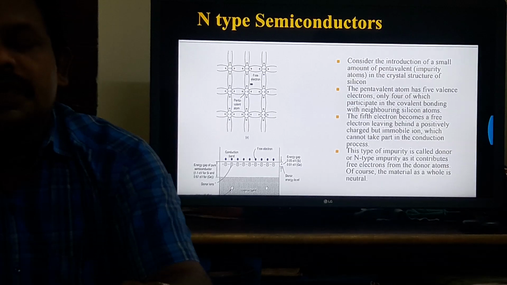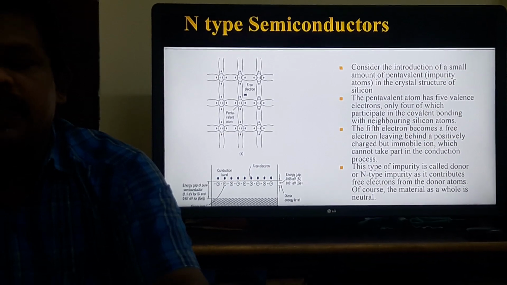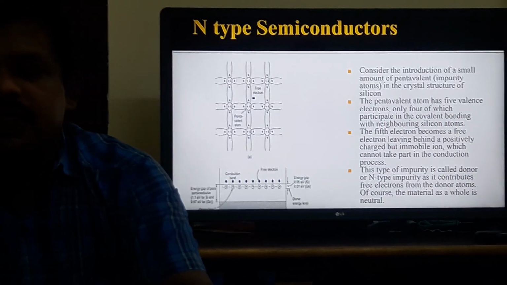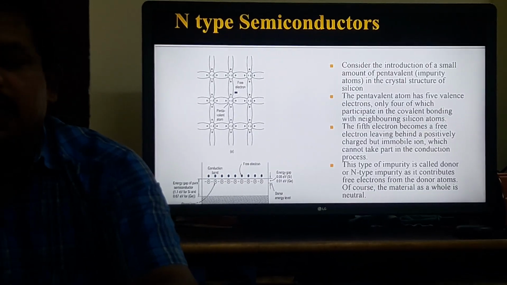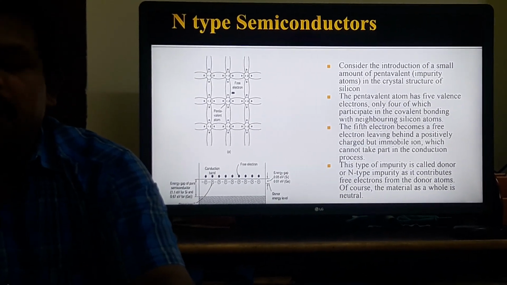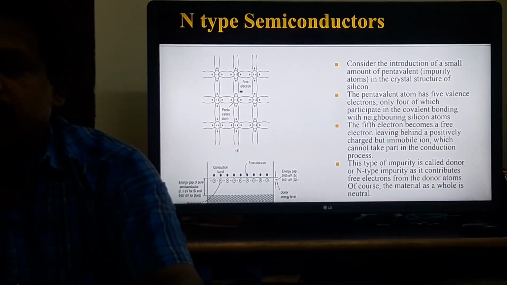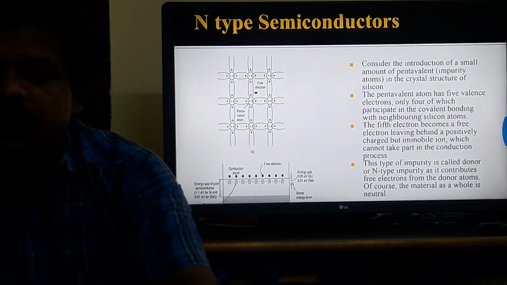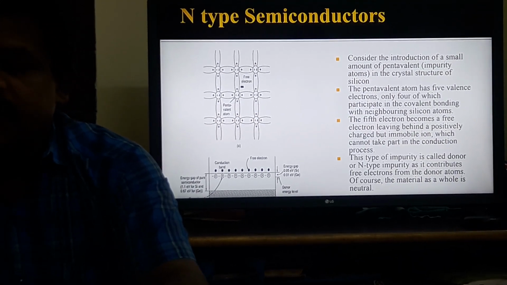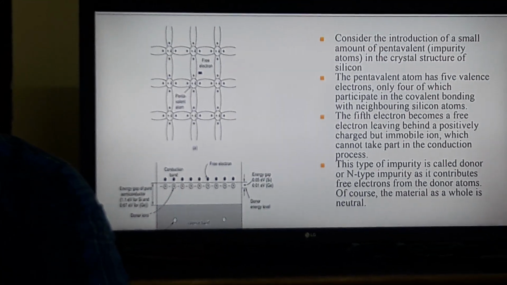Now we are going to discuss n-type semiconductors. Consider the introduction of a small amount of pentavalent impurity in the crystal structure of silicon. The pentavalent atom has 5 valence electrons, only 4 of which participate in the covalent bonding with neighboring silicon atoms. The 5th electron becomes a free electron, leaving behind a positively charged but immobile ion which cannot take part in the conduction process. This type of impurity is called a donor or n-type impurity. As it contributes free electrons from the donor atoms, of course the material as a whole is neutral.